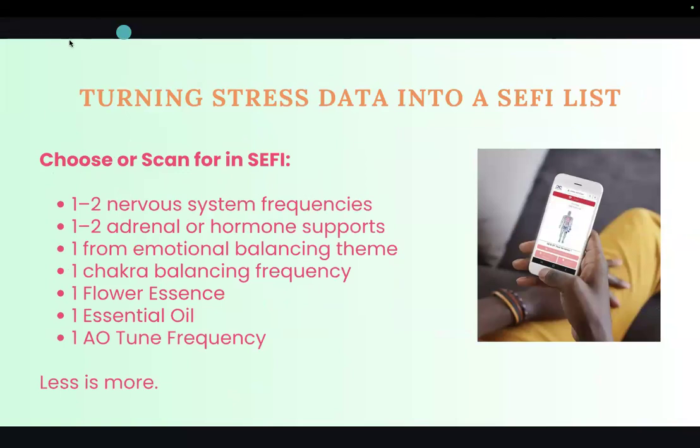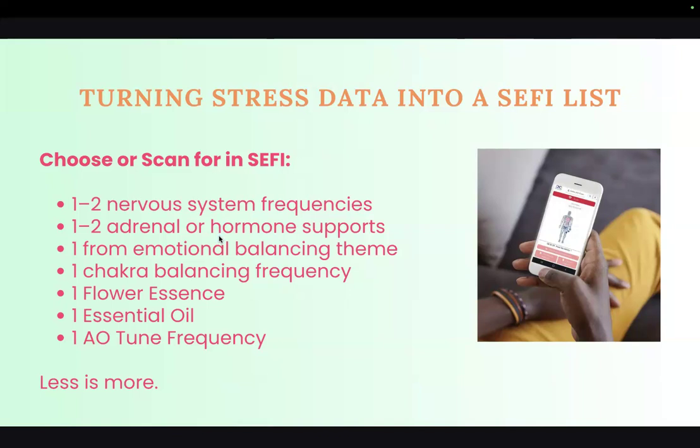So there's a couple of different ways you can work with this. You work with what's showing up. So if you've got a couple of nervous system ones that you want to do, you can go into your quantum reach and you've got your peace, calm, and tranquility. You've got all those beautiful, loving, calming, inner peace types of ones. You could put a couple of those on. You could go into adrenal or hormone support and add a couple of those if that's what your stress is. If it's sleep, come up with a sleep list, right?